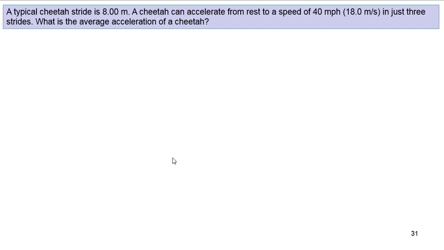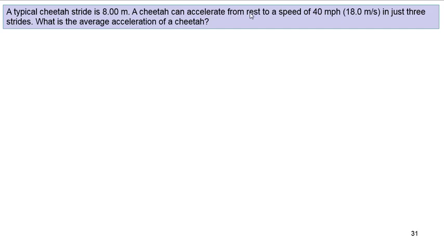Okay, first of all, there are some numbers that are just going to throw you off here. The typical cheetah stride is 8 meters, so you might just write down delta x equals 8 meters. But let's keep reading. They say that the cheetah can accelerate from rest to 18 meters per second in 3 strides. So actually the displacement that takes me from rest to 18 meters per second happens over a distance of 24 meters, not 8 meters. So I would say that delta x is 24 meters.